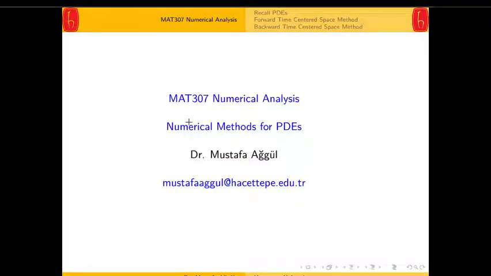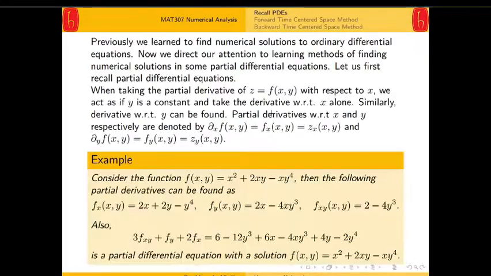In this lecture, we are going to introduce numerical methods for PDEs. Previously, we've learned to find numerical solutions to ordinary differential equations. Now we direct our attention to learning methods of finding numerical solutions to some partial differential equations, with only one approach maybe. Let us first recall partial differential equations.